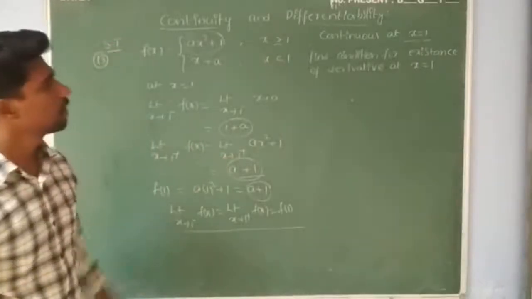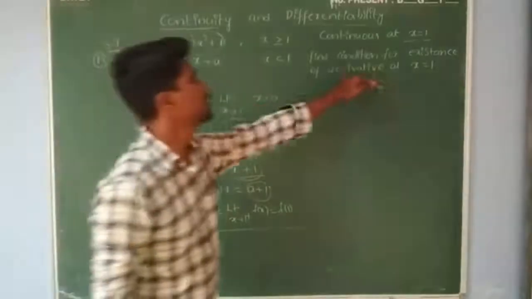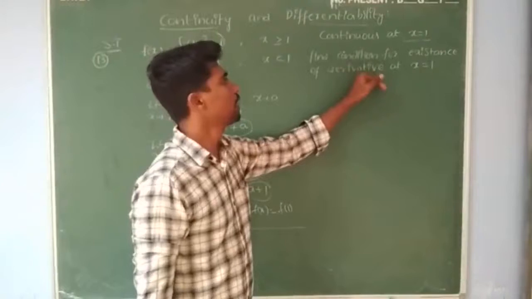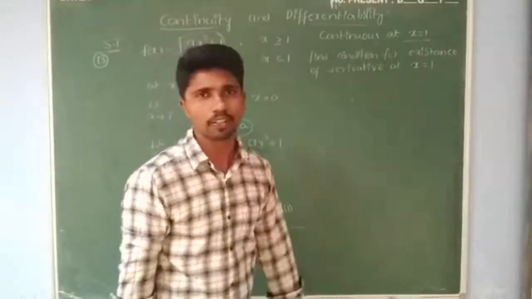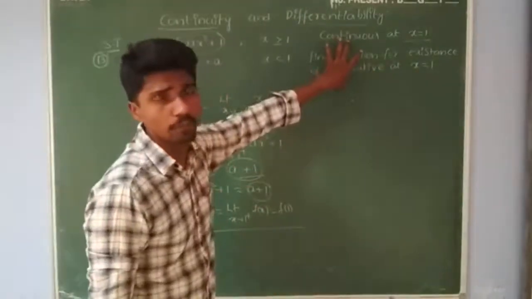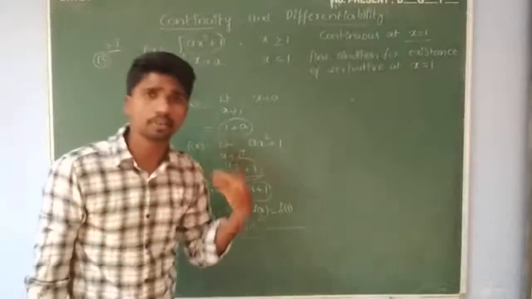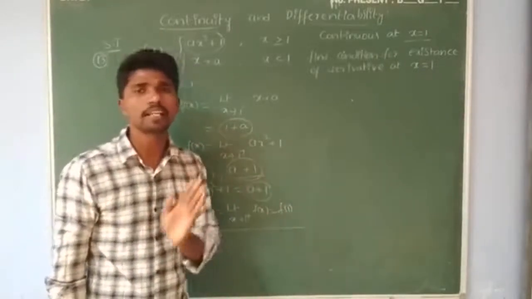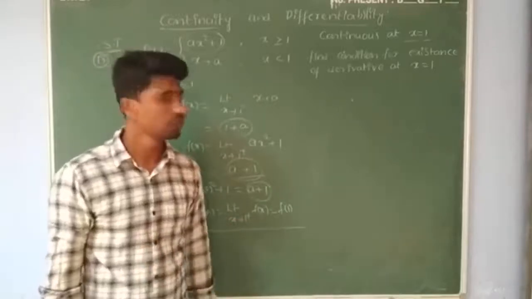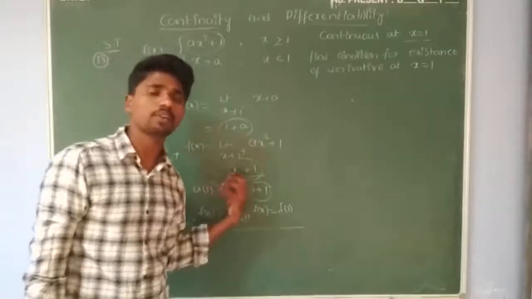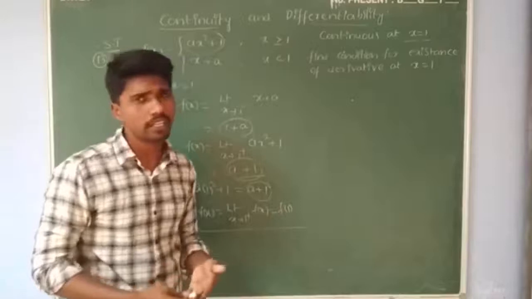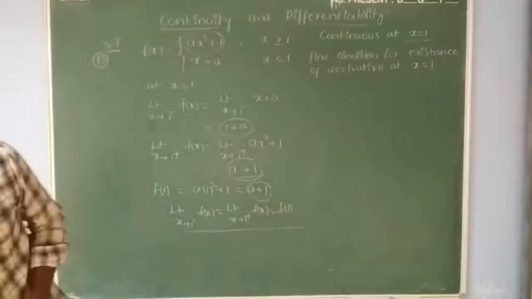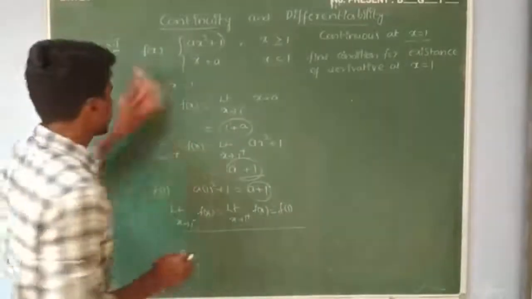Now we check for the condition for existence of derivative at x equal to 1. To get the condition, what we have to do? The function is differentiable if its left derivative and right derivative are equal. So I have to find its left derivative and right derivative, then I have to equate. I find out left derivative and right derivative.